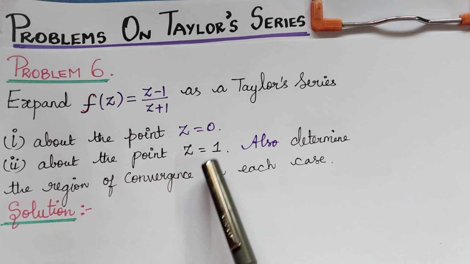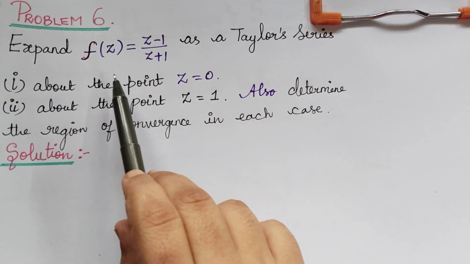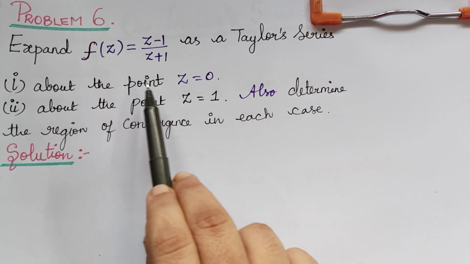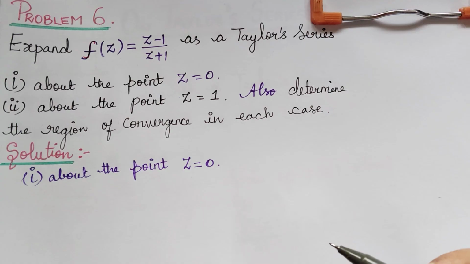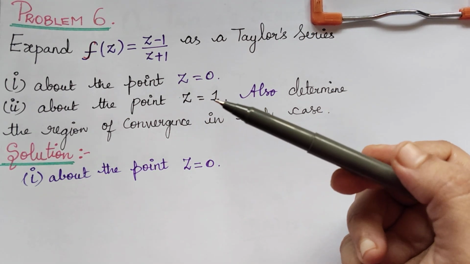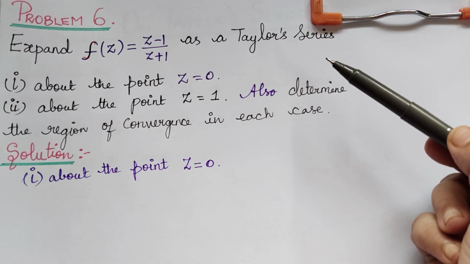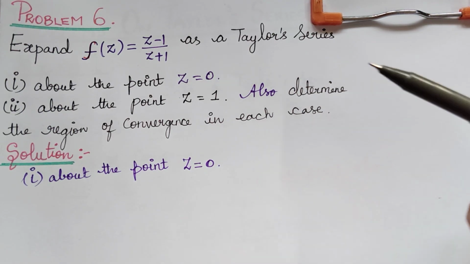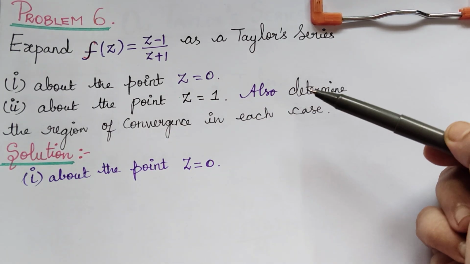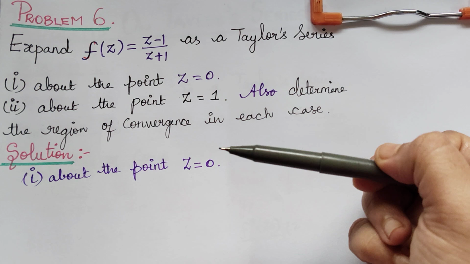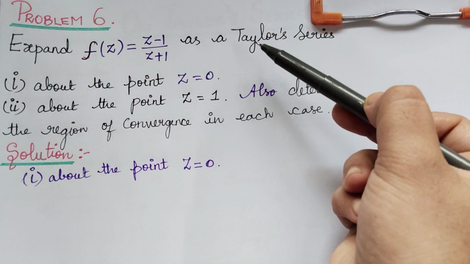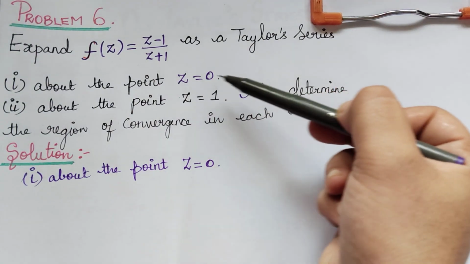Now let us start with the problem. So first we shall expand f of z equal to z minus 1 by z plus 1 about the point z equal to 0. Now this problem is a little different from the previous problems that we did under Taylor series expansion. We will write the Taylor series general expansion and we will incorporate the function f of z into that Taylor series expansion. But in this problem, from the function f of z, we are going to directly extract the Taylor series expansion about the given points.